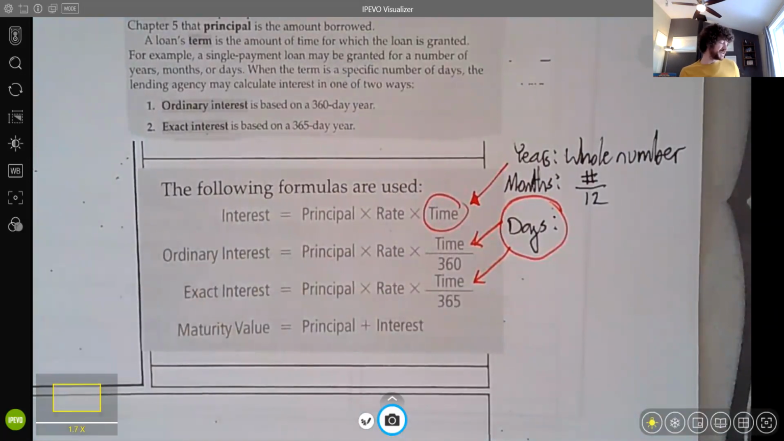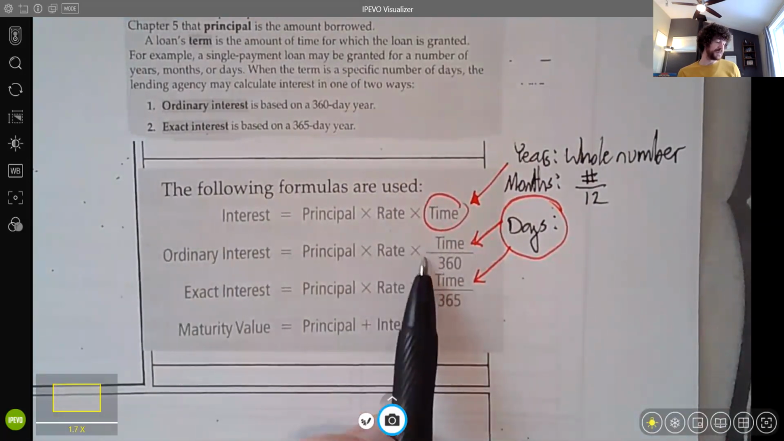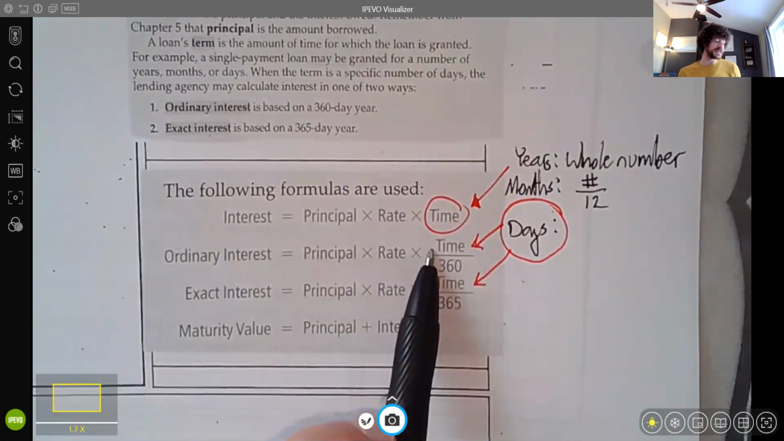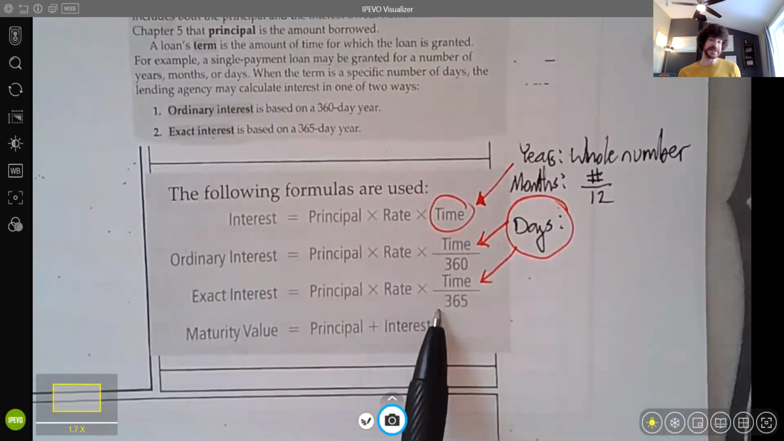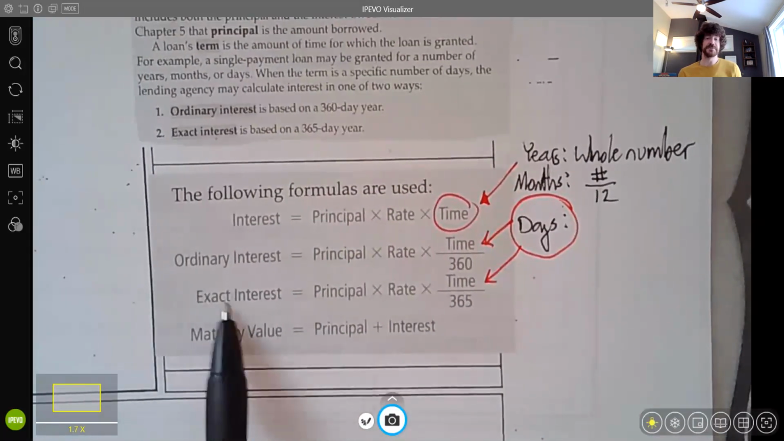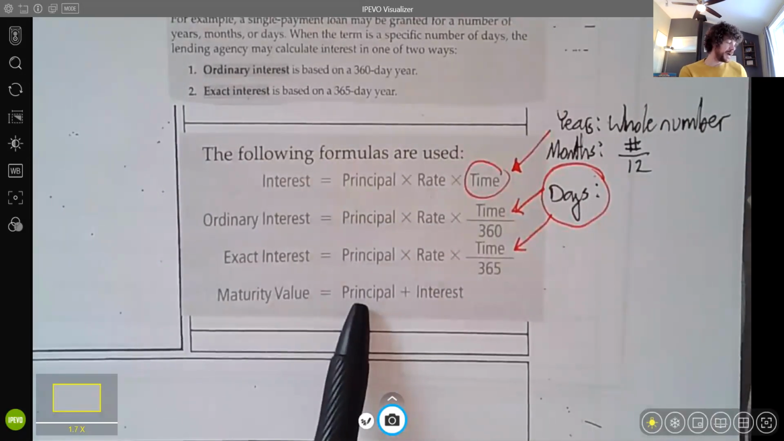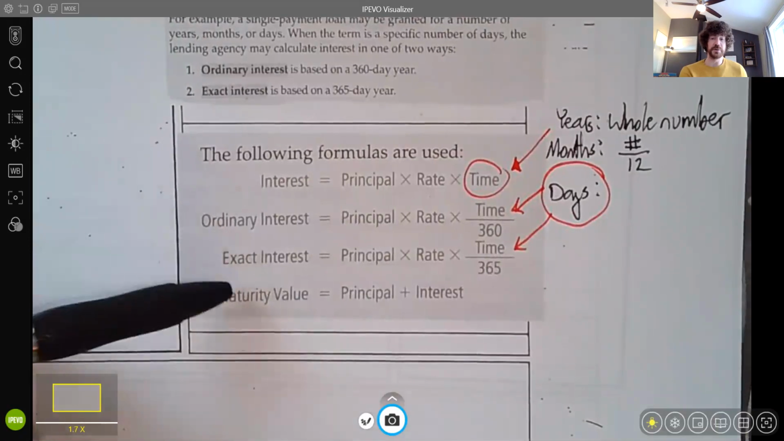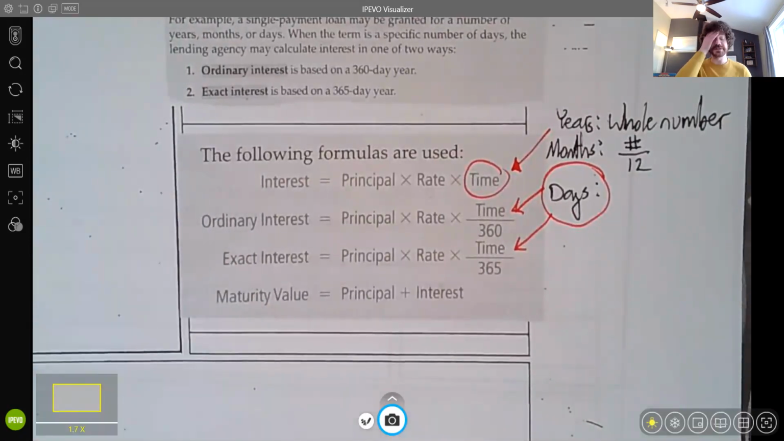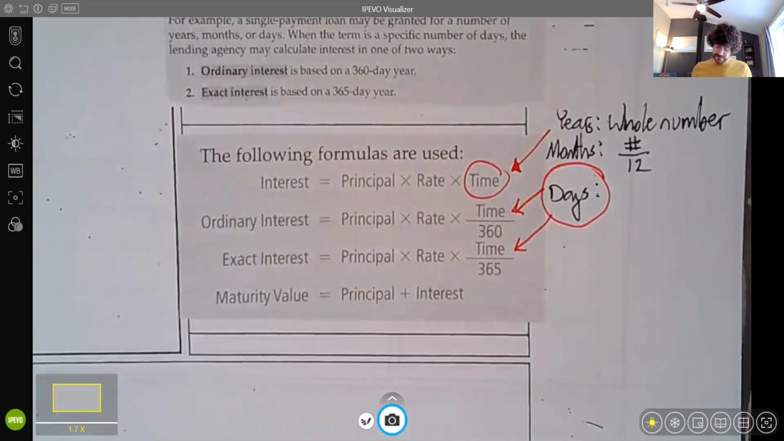So when we're talking about time today, anyway, time today will generally be one of these two: days over 360 for ordinary interest, or days over 365 for exact interest. And then the maturity value is just the original amount plus the interest, whether it's ordinary or exact. So those are the formulas that we have going on today. So that's what we're going to be looking at. So let's go ahead and flip to the second page of notes here, and we will get started on our first example.